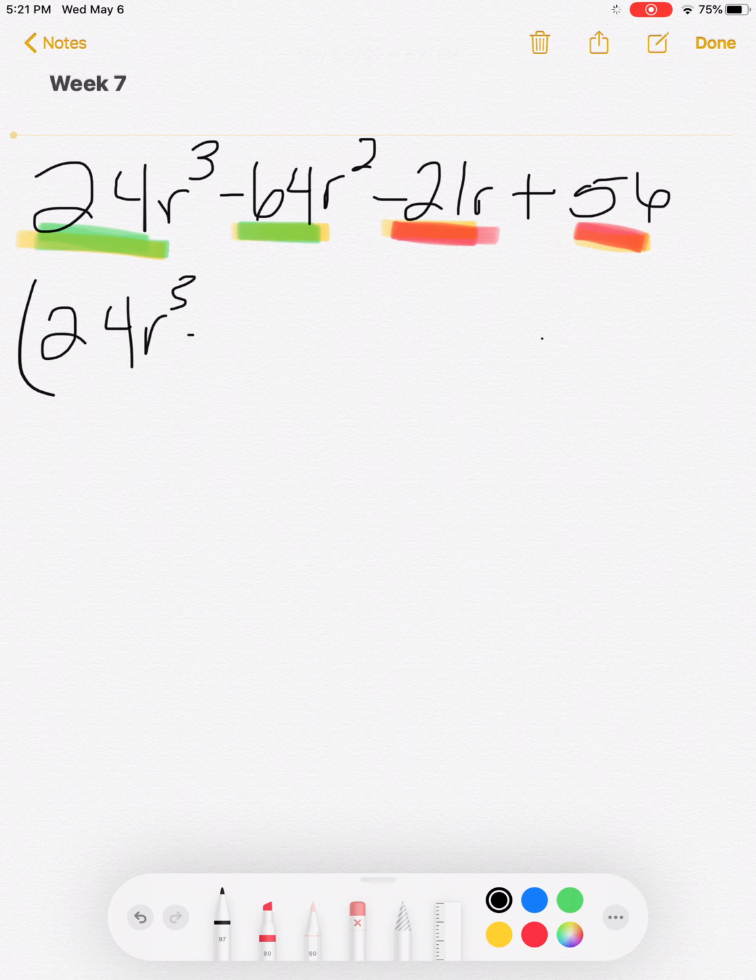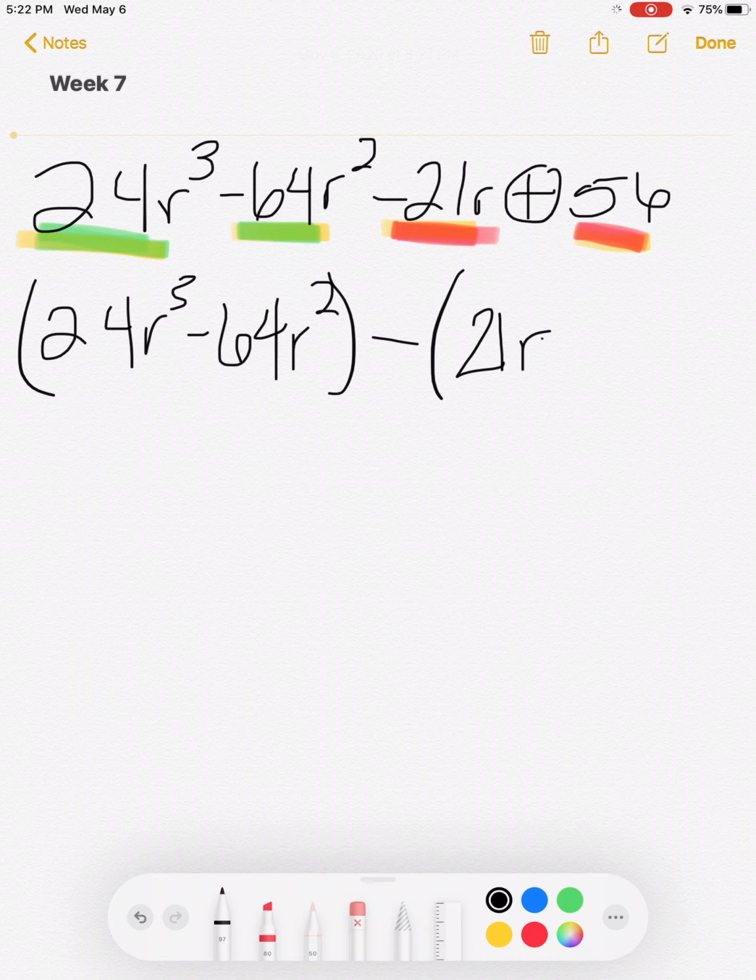24r to the 3 minus 64r squared minus 21r. Since that's a negative and I want it to be a positive 56, well, this has to be a negative because a negative and a negative are going to make my original positive. So that's all I did. Now they kind of look similar. They both have a negative inside the parentheses.